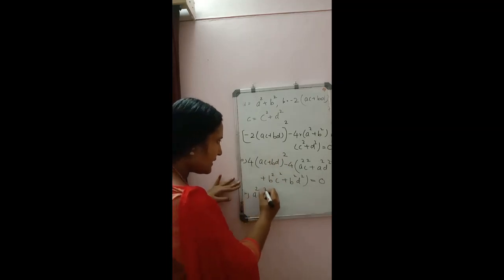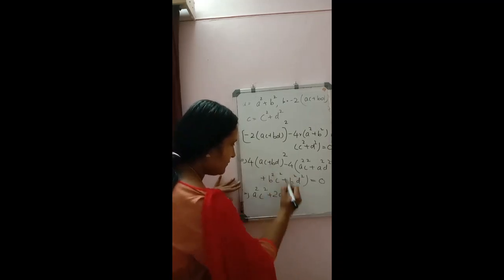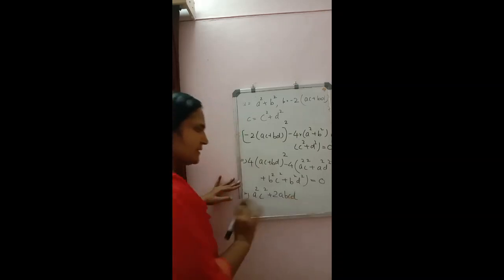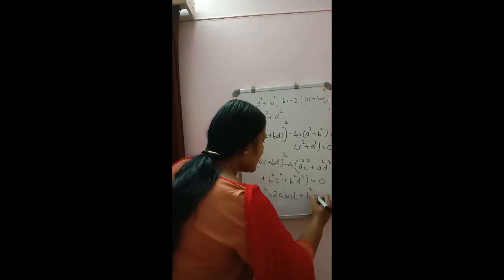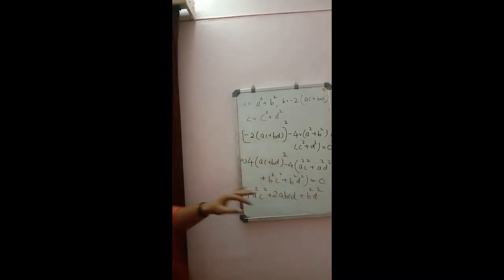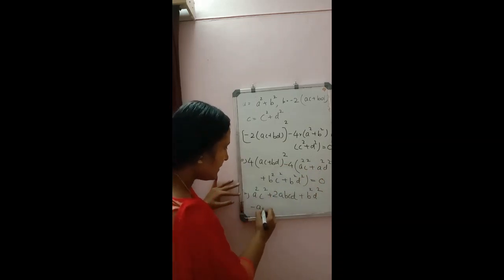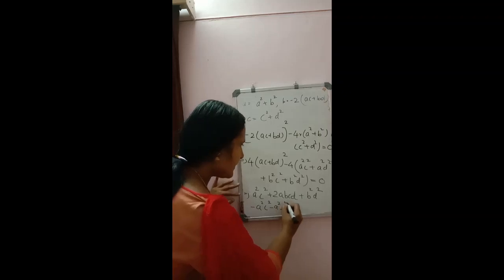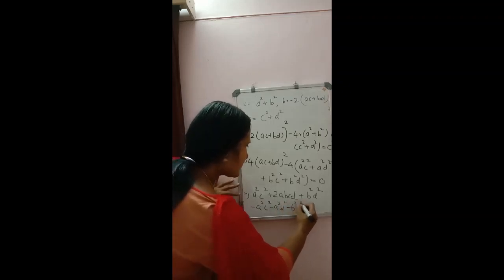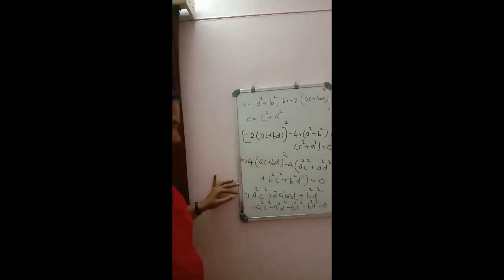So it will be equal to a²c² + 2abcd, that is 2ac into bd, so I am just changing the position there, 2abcd + b²d². Now 4 we have already cancelled. The negative sign will get multiplied. So remaining it will be equal to −a²c² − a²d² − b²c² − b²d² = 0.